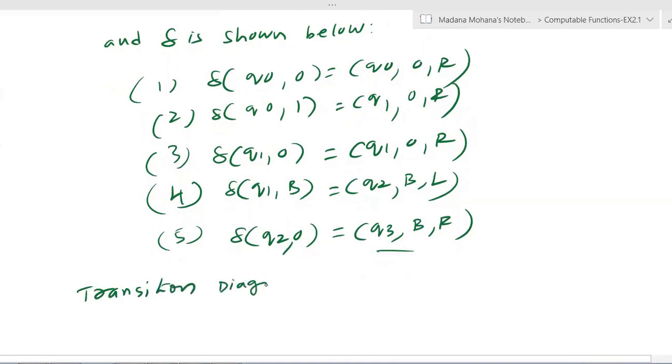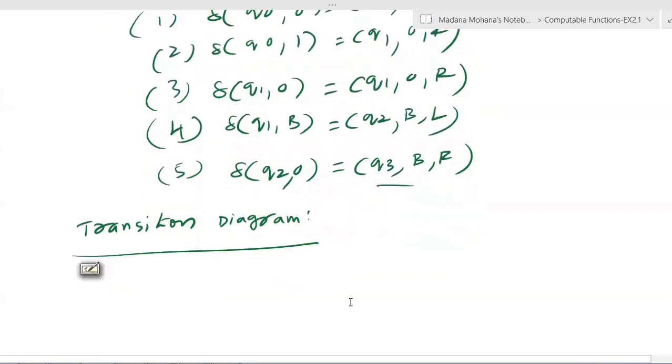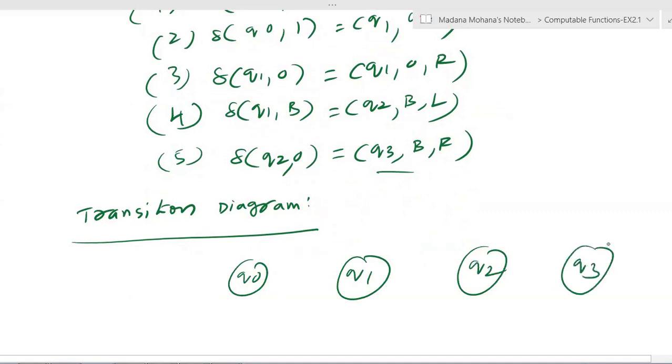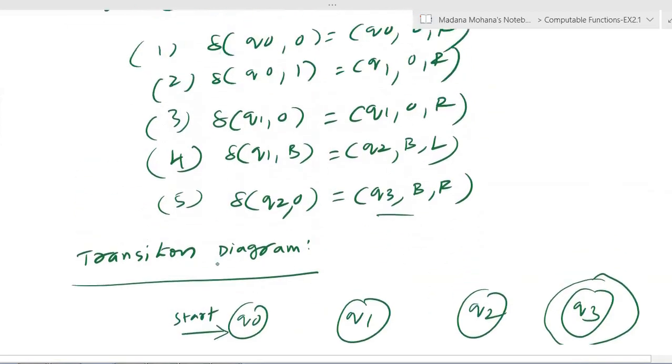Transition diagram. Here we have q0 to q3, 4 states. So let us take q0, q1, then q2, then q3. Here q3 is the final state, represented within a double circle. q0 is the initial state. Draw an arrow prefixed to it, or labeled with the phrase start. Now include all the transitions.